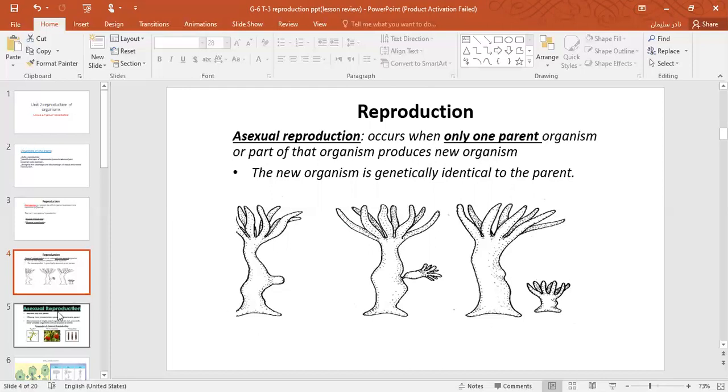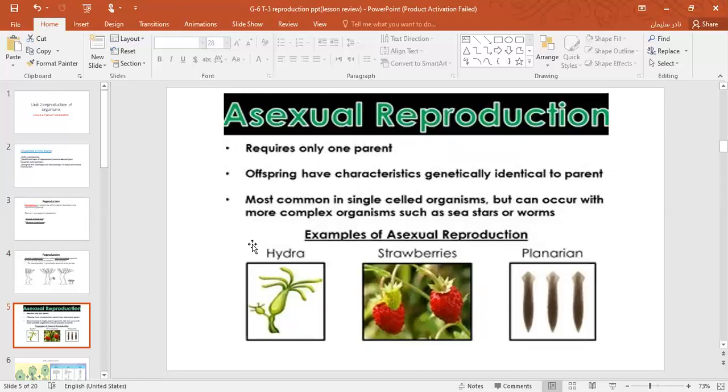Okay, let's speak more about asexual reproduction. Asexual reproduction, again, requires one parent, and the offspring or the new organisms have characteristics that are the same, identical to the parent. And this kind of reproduction is mostly in single-celled organisms like bacteria, okay? Like archaea and some types of protists, but not only single-celled organisms. Asexual reproduction can take place in multicellular organisms like hydra, which is an animal, and planaria. Planaria are flatworms that are able to split their body into two equal parts, and each part grows into a new planarian worm.